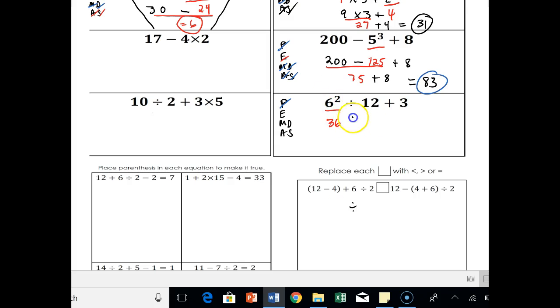Divided by 12 plus 3. So I asked myself, any multiplication or division? I have division. So I'll do 36 divided by 12. That's 3. So I have 3 plus 3 left over. No more multiplication or division. Do I have any addition or subtraction? All I have is addition. I had no subtraction. So I get my answer of 6.